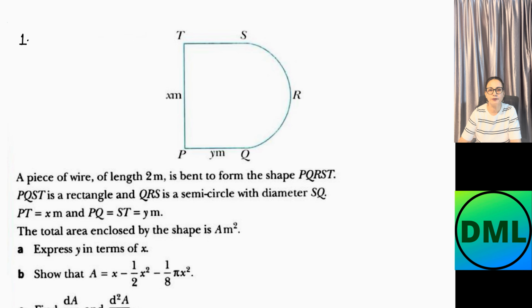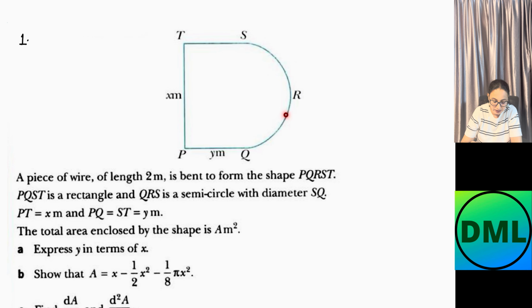First, I need to express Y in terms of X. They have given us the perimeter is 2 meters. This shape has been divided into the rectangle and the semicircle. The perimeter is starting from T. You go down, which is X, then Y, then the semicircle, and then again the width is Y. Let's write down the perimeter of this shape and put it equal to 2 meters. What will be the radius of the semicircle? Because this is parallel to this one, which is a rectangle, so this is X. So the radius will be X by 2.